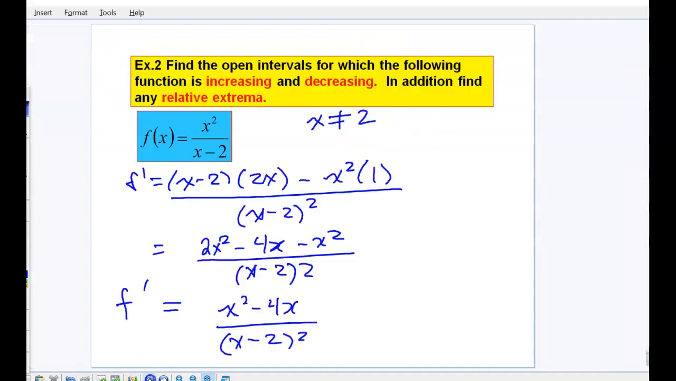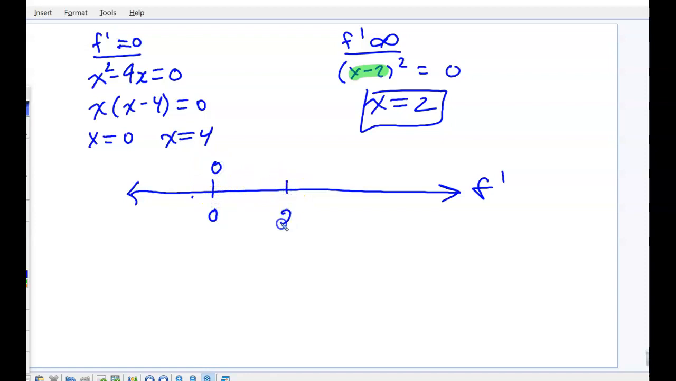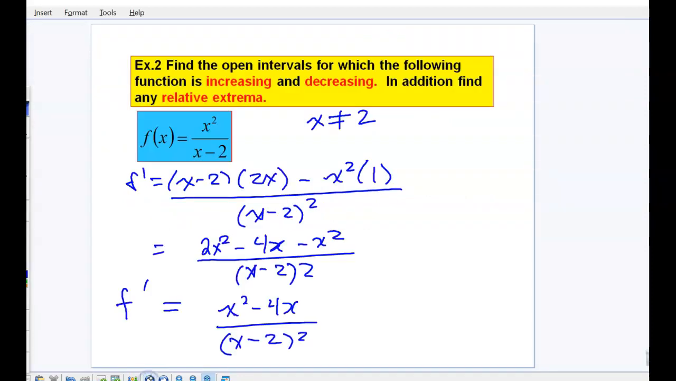Now I know 2 is undefined, so it can't be a max or min, but I'm still going to include that on my first derivative test because I still might get an increase-decrease change there. So I have 0, which is a 0. I have 2, which is undefined, and I have 4, which is a 0. Again, I'm going to test -1, 1, 3, and 5, and I am testing in the first derivative.